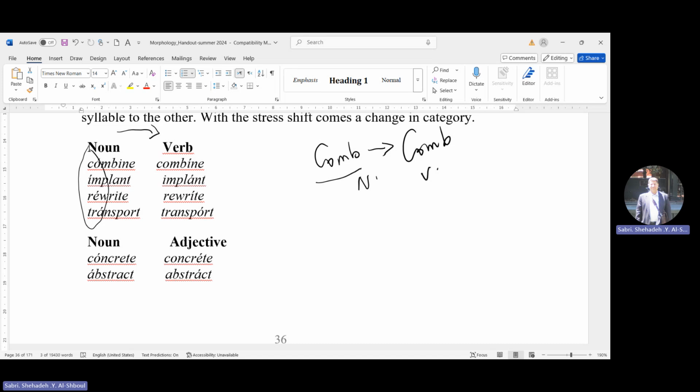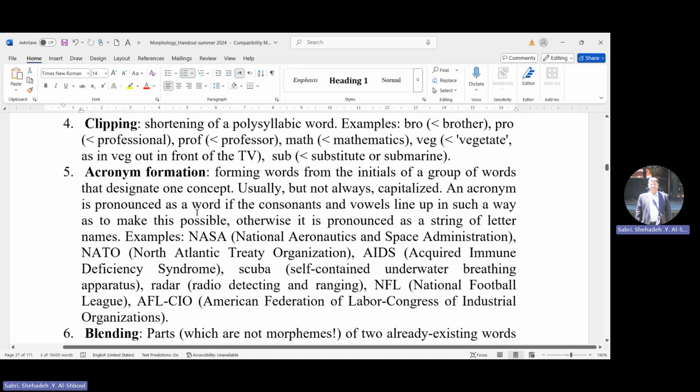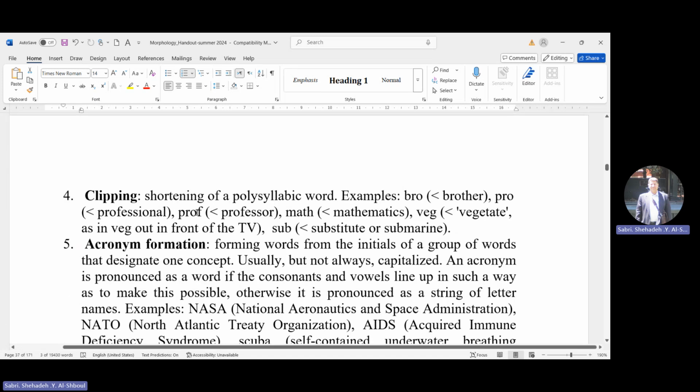Other examples are moving or changing from noun into adjective, with concrete, abstract, right? So here also the stress moves from one place to another. So the conclusion is that stress is important in English, causing a change in the category.